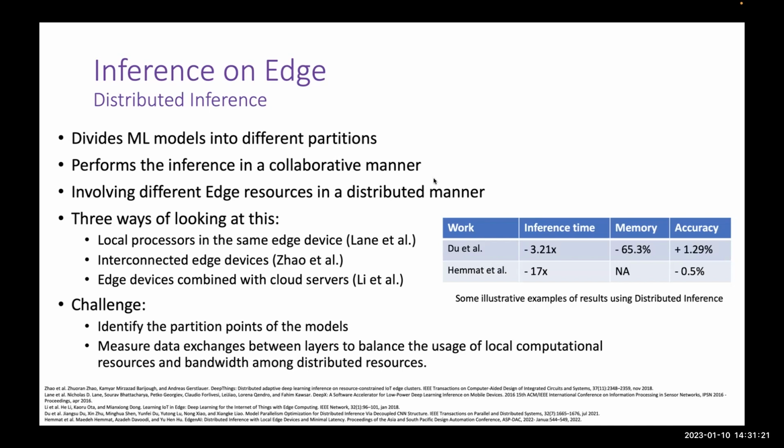So the new instance that comes can visit different devices to see the percentage or the confidence of the prediction. The distributed inference divides the machine learning models into different portions, and then puts them in different devices. Three ways of looking at this problem. So you have the local processing on the edge device.